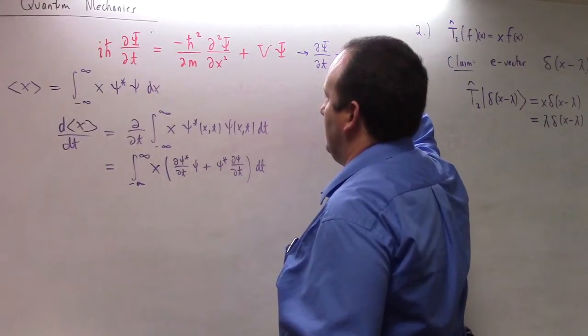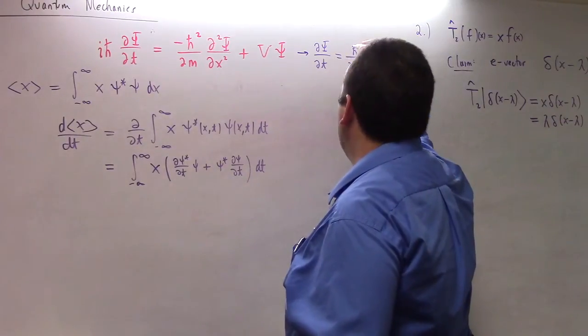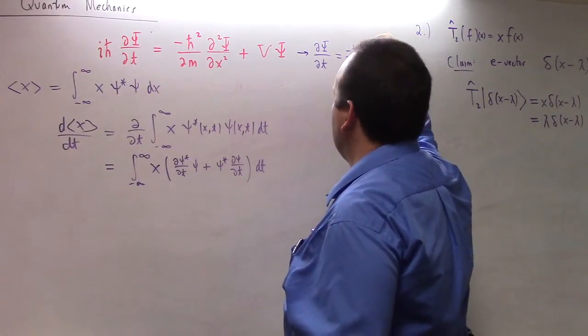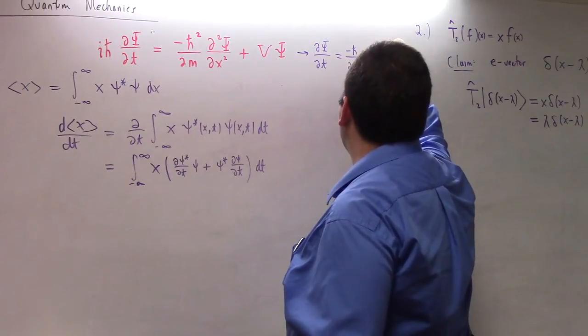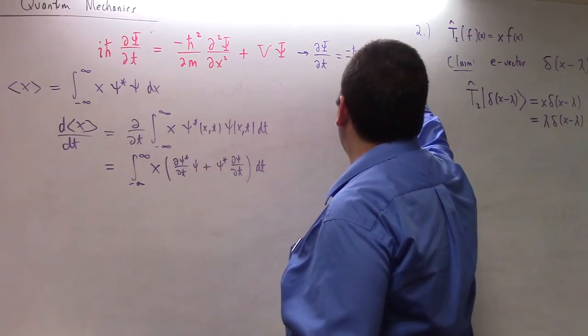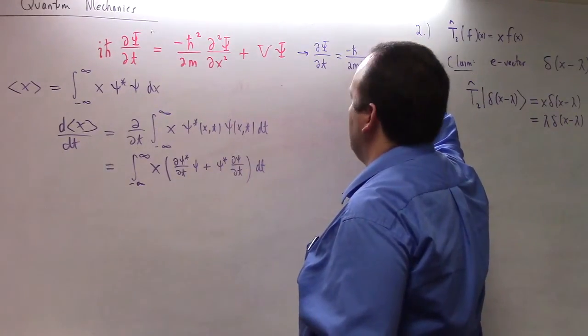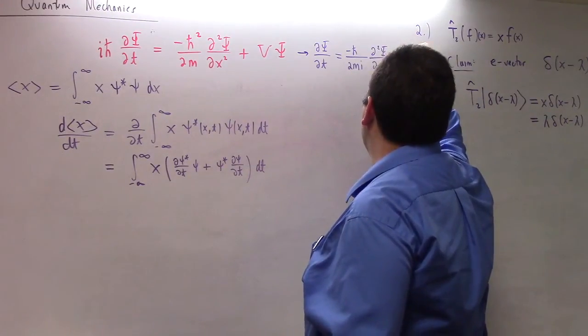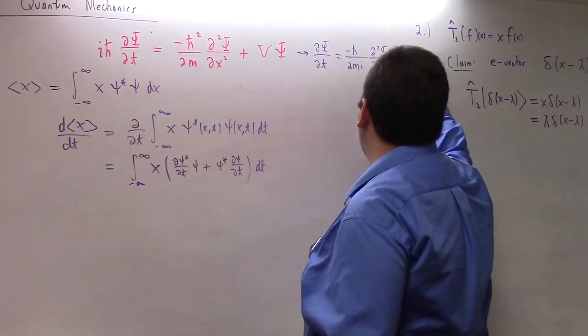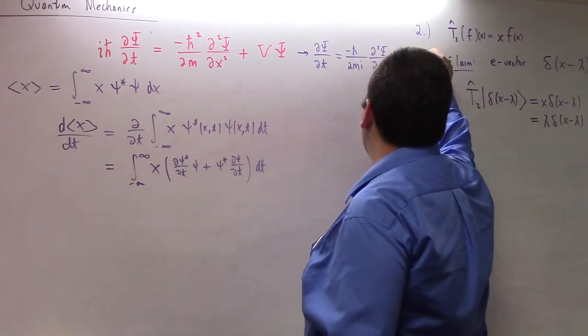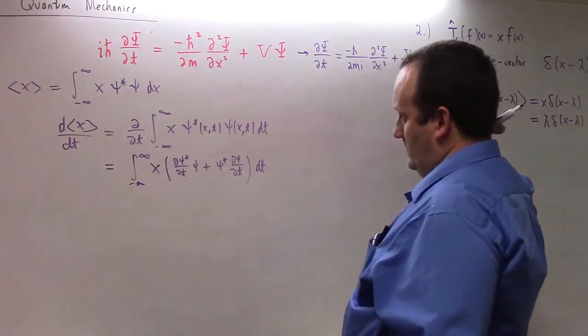H bar over 2mi, right? I guess there's a minus. Partial squared psi, partial x squared. Plus V over h bar I suppose, psi. Right?